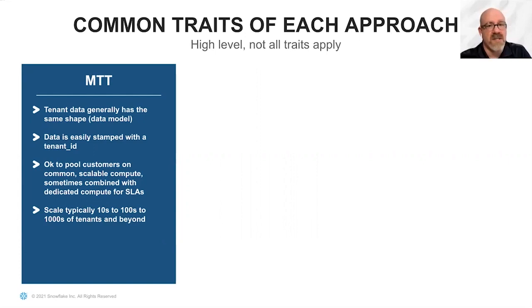That also means in this scenario that you're likely able to stamp the rows of that common data model with some sort of tenant ID so that you can differentiate one tenant's rows from another. This is a really important component of MTT because we need to be able to identify which tenant has which rows of data. From a compute perspective, we're going to think about how we can pull tenants onto a common compute model and use it to serve them at scale. That allows us to gain efficiency in our compute management and helps us control our costs.